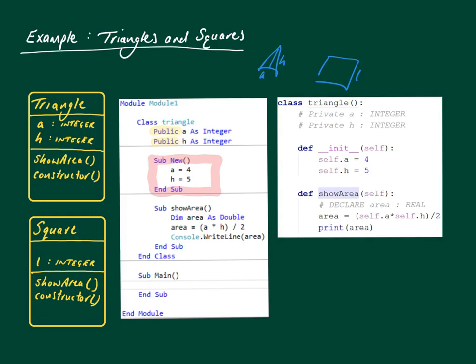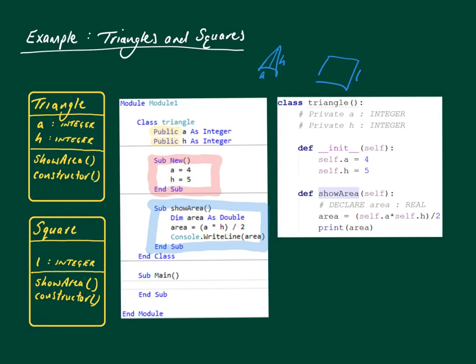And the last part of the code is the method called showArea, highlighted in blue. What happens here is that it calculates the area of the triangle based upon the size of the base multiplied by the height and then divided by 2.